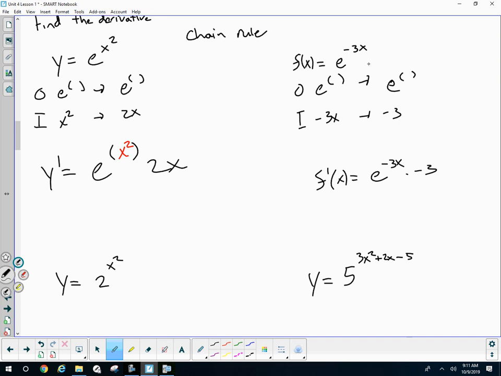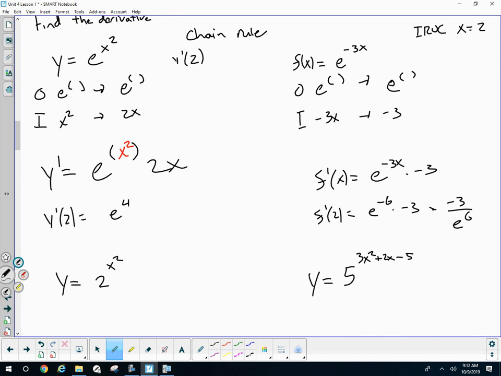So if you're asked to find the tangent slope or the instantaneous rate of change of e to the negative 3x at x equals 2, just plug in 2. f prime of 2 is e to the negative 6 times negative 3. You could rewrite this as negative 3 over e to the 6th. That'd be the tangent slope. If I'm trying to find y prime at 2 here, y prime at 2 would be e to the 4th times 4. So 4e to the 4th. Okay, those would be the tangent slopes.